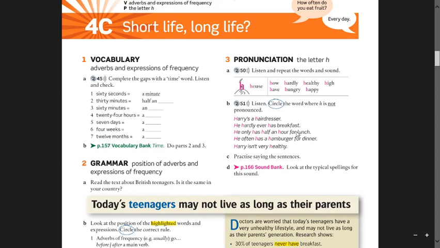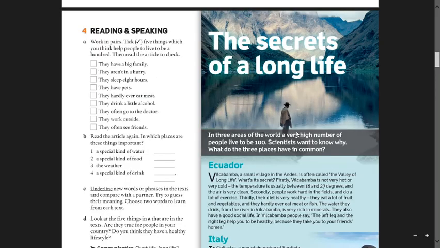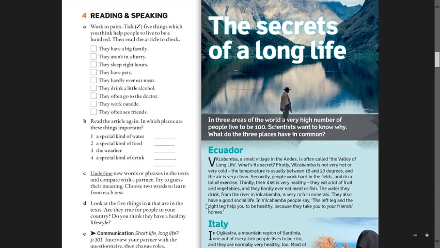Then we have reading and speaking. Here you have to tick 5 things which you think help people to live to be 100, okay? Then you have to read the article and check. Then you have to read the article again and you have to say in which places these things are important, okay? In activity C, you have to underline your words or phrases in the text and compare with a partner.